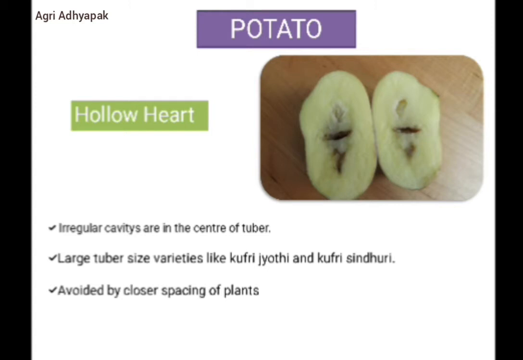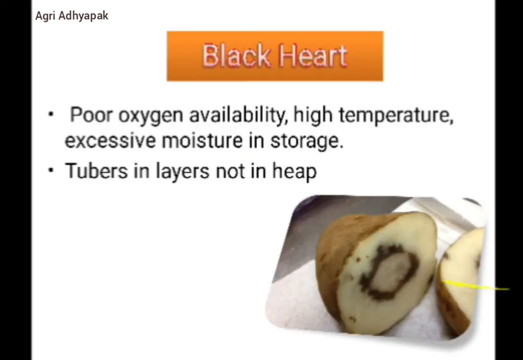Potato is also one of the major staple foods all over the world, and it is also an important crop in the Solanaceous family. Hollow heart is a physiological disorder which shows irregular cavities in the center of the tuber. The outside of the tuber will be normal and healthy, but inside it has space, which is unfit for commercial purposes. Larger tuber size varieties like Kufri Jyoti and Kufri Sindoor are susceptible to hollow heart, and it is avoided by closer spacing of the plants.